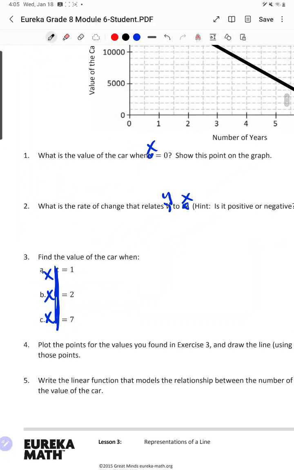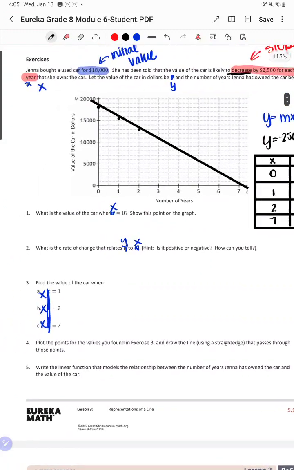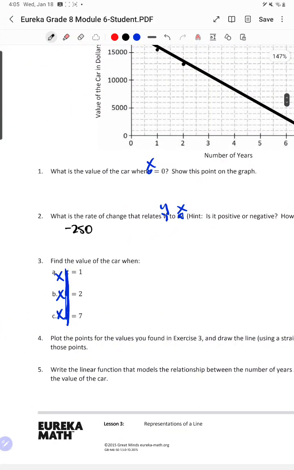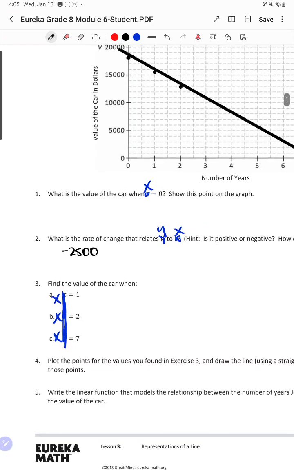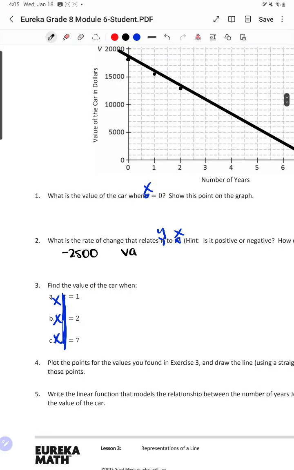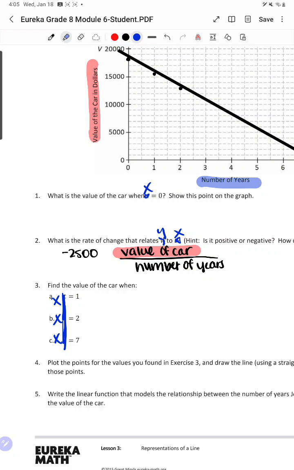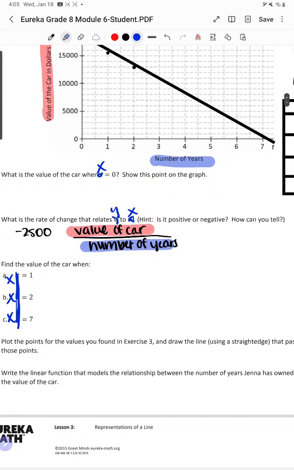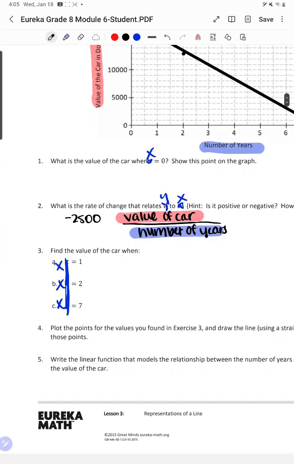Okay, so the rate of change that relates y to x is negative 2,500. Now, we know that rate of change for this scenario right here is value of the car over number of years. And if you're confused on how we got that, the value of the car is on the y-axis, and this is change in y. And number of years is on the x-axis, and this is change in x, and that's how we got those two values. So we know that it's negative 2,500 over 1.